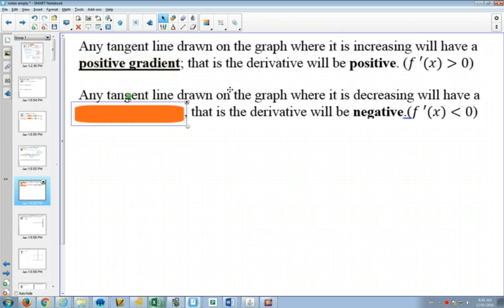So you're going to have a positive slope anywhere where the function is increasing. And you're going to have a negative slope, or a negative gradient, anytime a graph is decreasing.